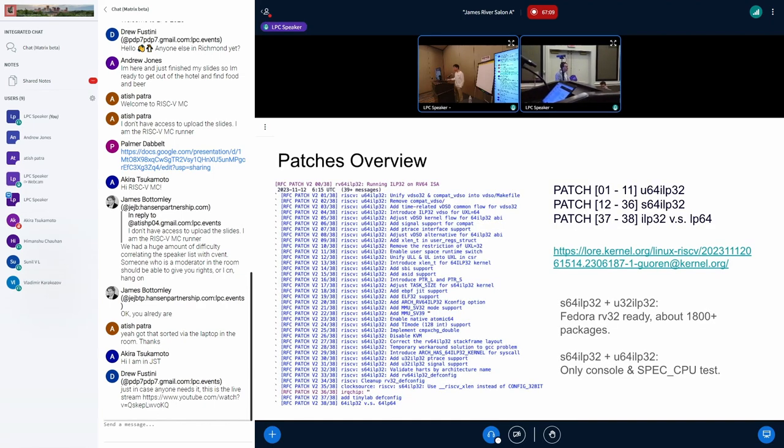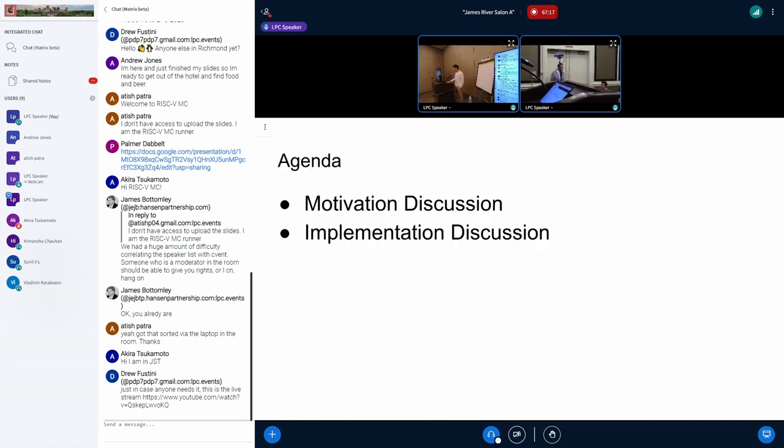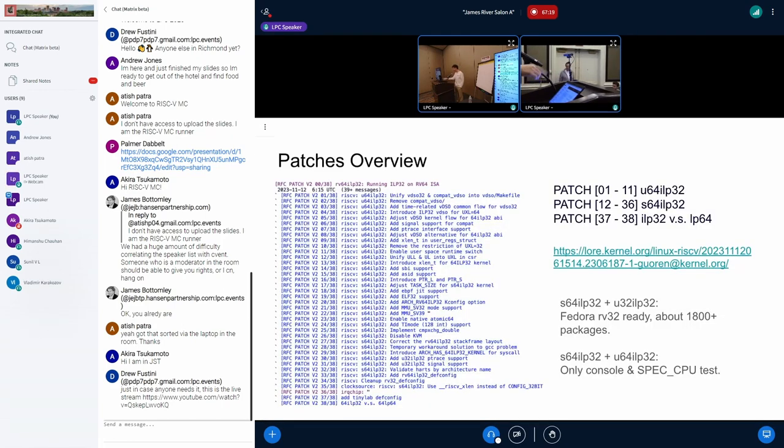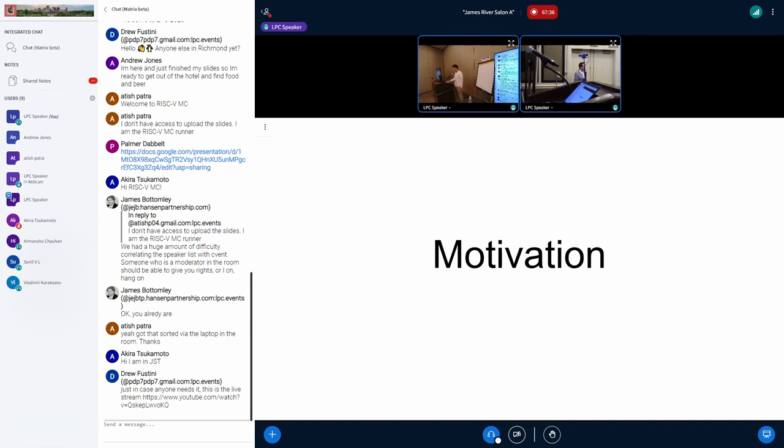Let me show you how the work is, what we have done. We have completed the user space and the kernel space for the RV64 ILP32 ISA. I think everyone in the room knows what's happening there, so we skip that and move directly to the why.